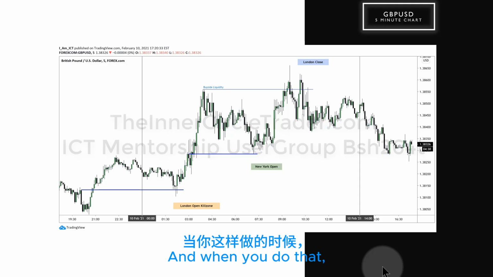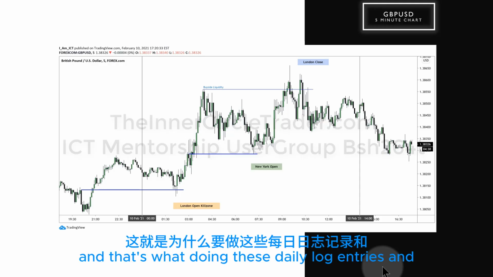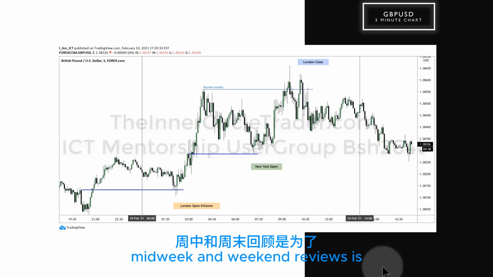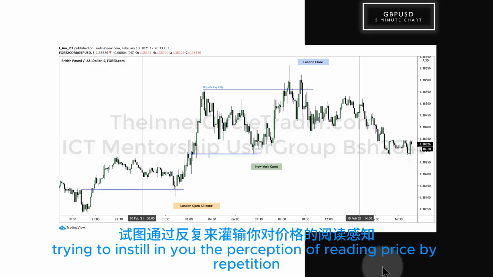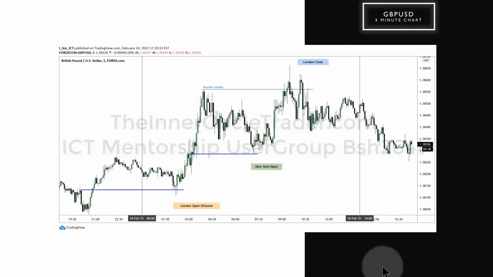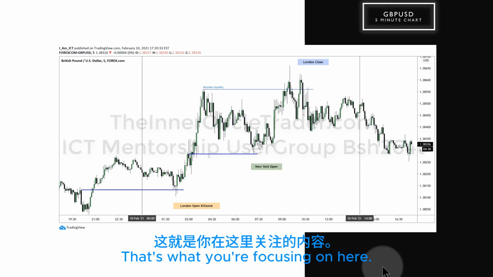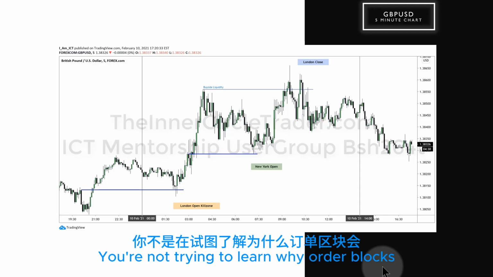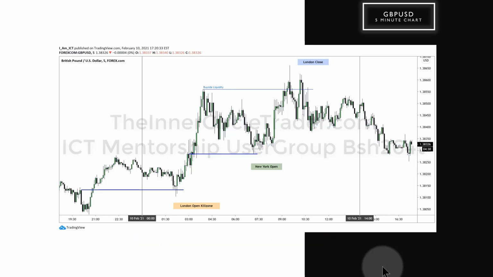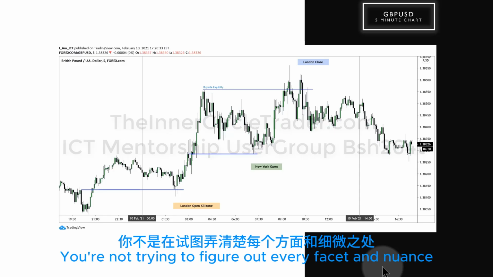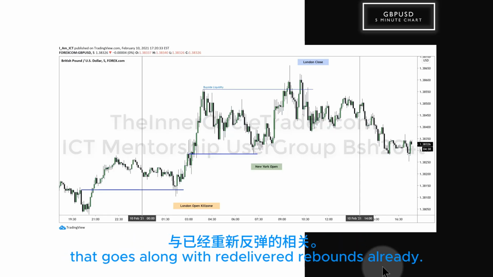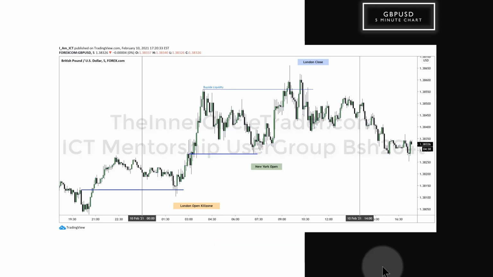And when you do that, and that's what doing these daily log entries and midweek and weekend reviews is trying to instill in you, the perception of reading price by repetition over and over and over again, seeing the same things repeating and drawing attention to them. That's what you're focusing on here. You're not trying to learn why order blocks touch the wick or the bodies right now. You're not trying to figure out every facet and nuance that goes along with redelivered rebalances already.